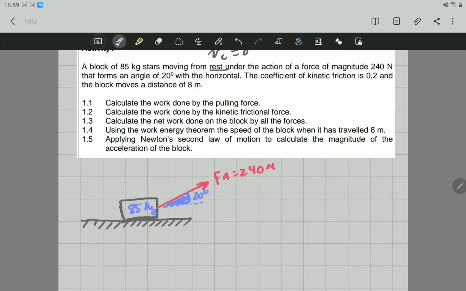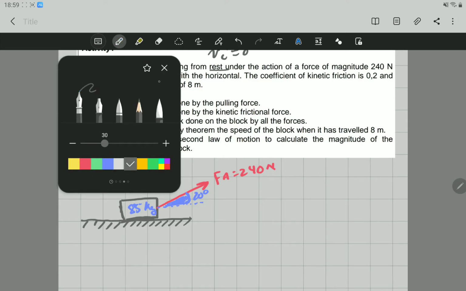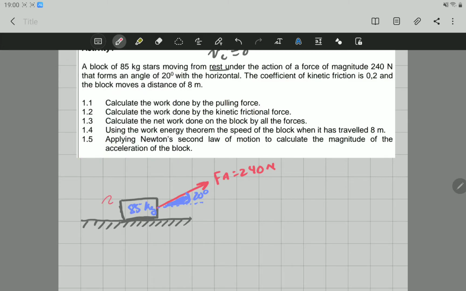Now there is friction. There is friction opposing the motion of the object. This is a frictional force in the opposite direction to which the object is moving. Let's see what other information is given apart from those two forces. We know that the kinetic coefficient of friction is 0,2. The displacement of the object is equal to 8 meters. And that is all the information that is given to us.